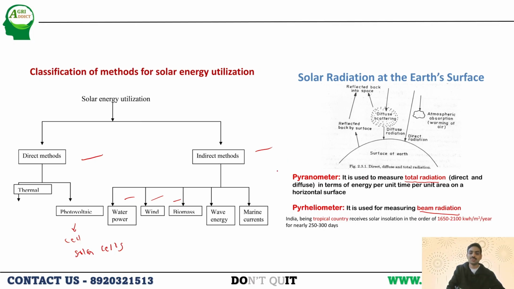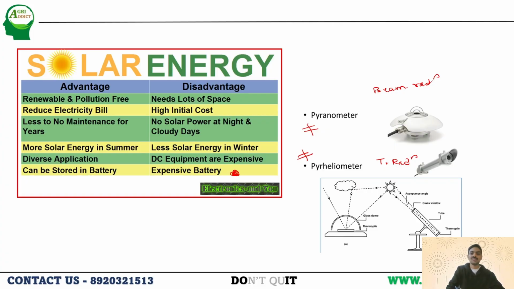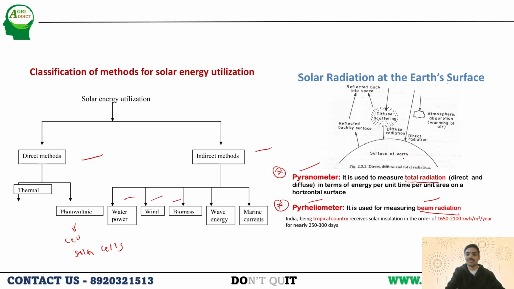Next, talking about the instruments for measuring various things related to sun radiation. In order to measure the total radiation, we use the instrument called pyranometer. In order to measure the beam radiation, we use the instrument called pyrheliometer. Okay, this is what we have looked at: pyrheliometer for beam radiation, pyranometer for total radiation.